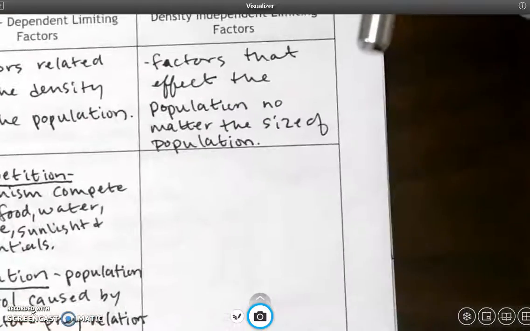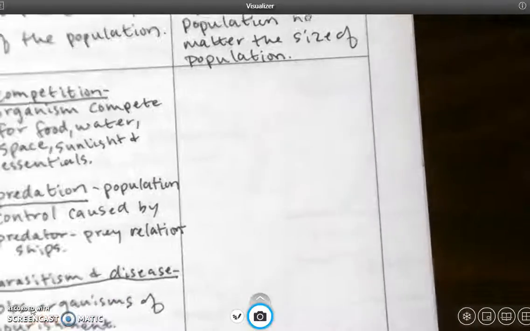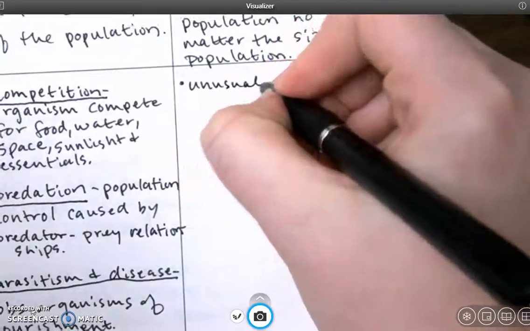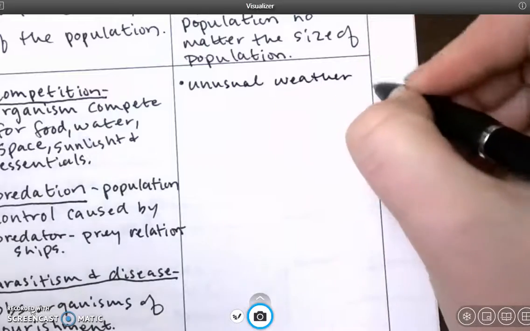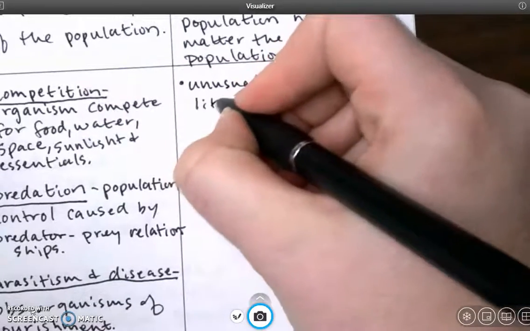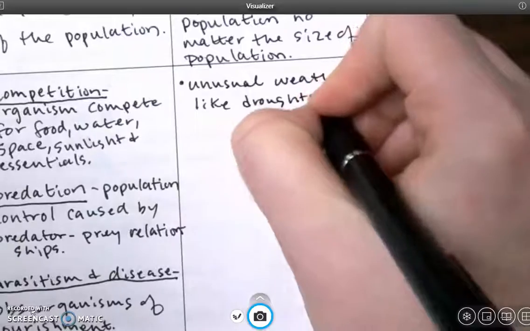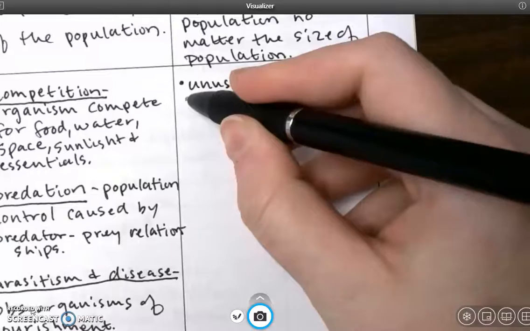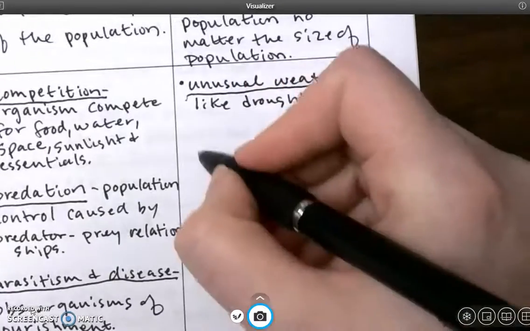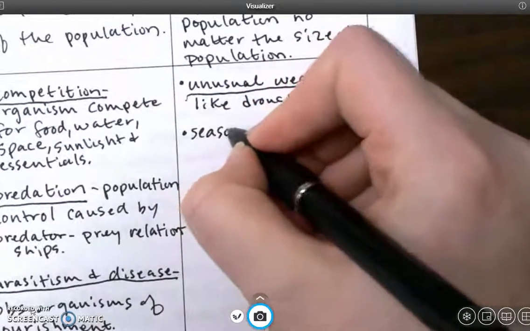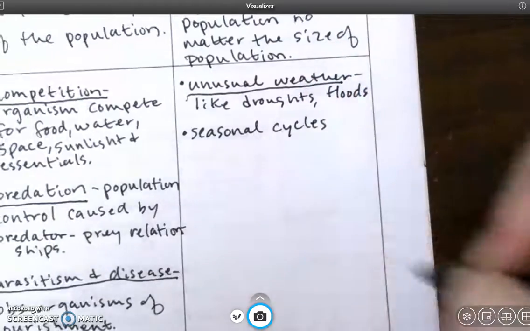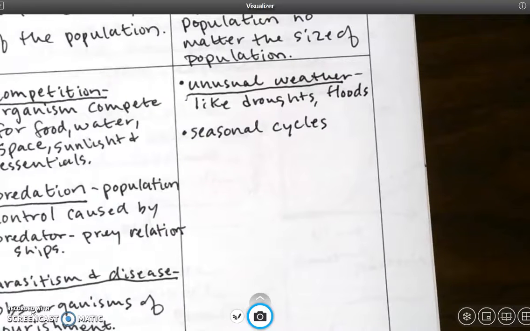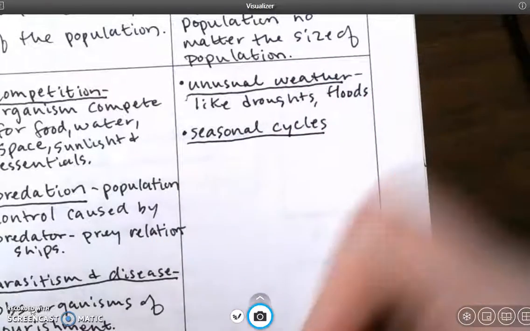Let's move on to density-independent factors. These might be unusual weather patterns, unusual weather like drought or floods, any kind of weird thing happening with the weather. It could be seasonal cycles. Winter fades into spring, which fades into summer, which fades into fall, and as those seasons change, our populations are going to change.